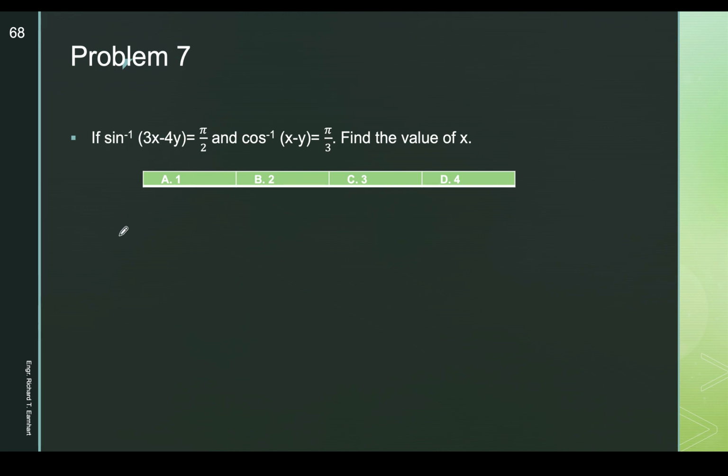Okay, so inverse. 3x minus 4y is sine of pi over 2. This is 90 degrees. Sine of 90 is 1. And here naman, x minus 4y is equal to cosine of pi over 3. This is 60 degrees. And what is cosine of 60 degrees? Okay, so this is 1/2.